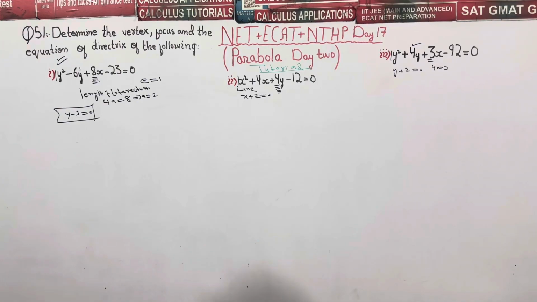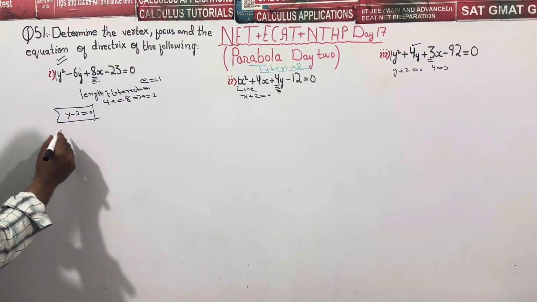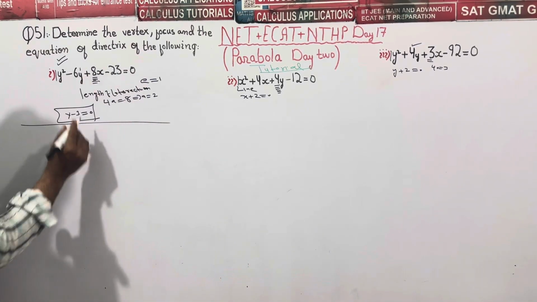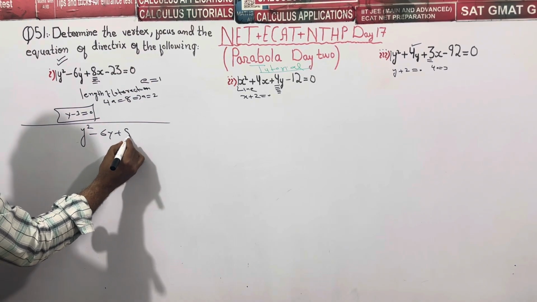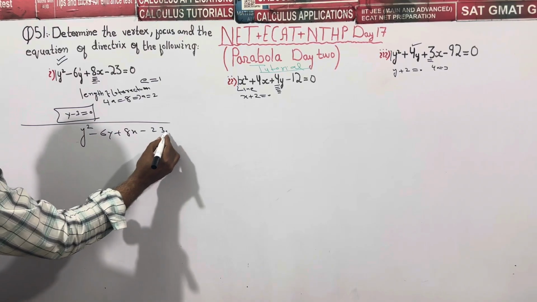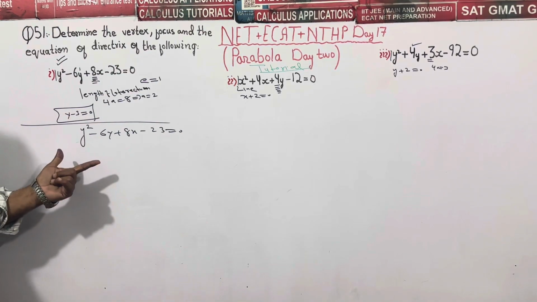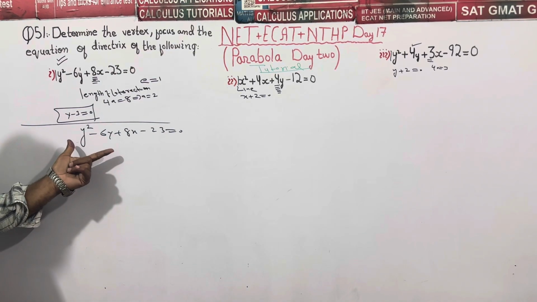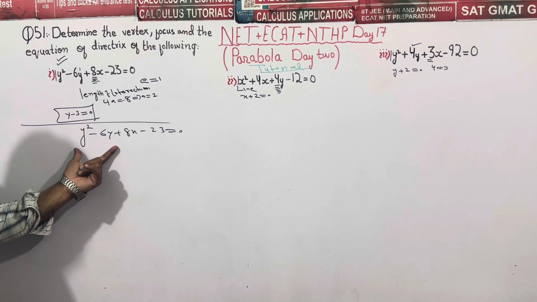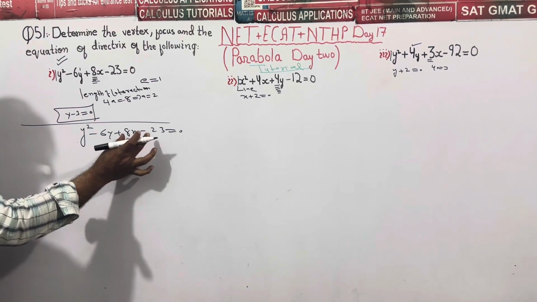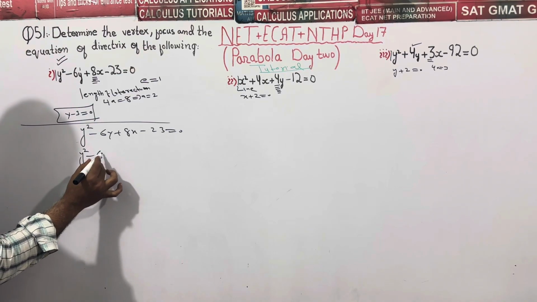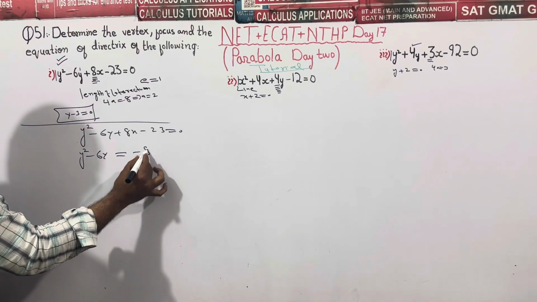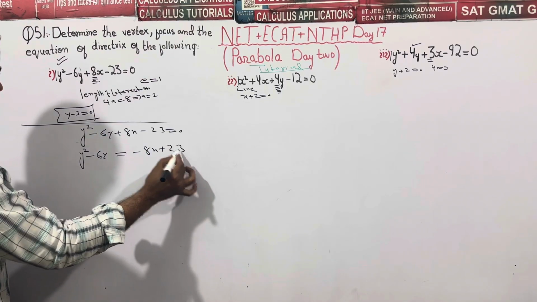Now we are about to discuss all these elements in detail. Let's see and find out. We have y square minus 6y plus 8x minus 23. With the square in y, make the y terms a perfect square. Shift 8x and 23 over there: y square minus 6y is equal to negative 8x plus 23.